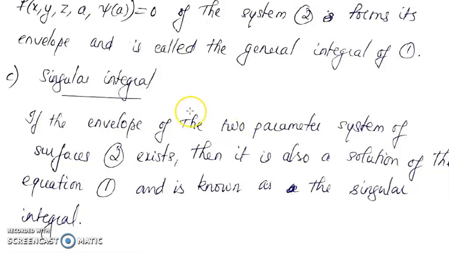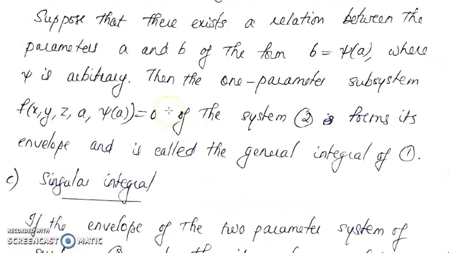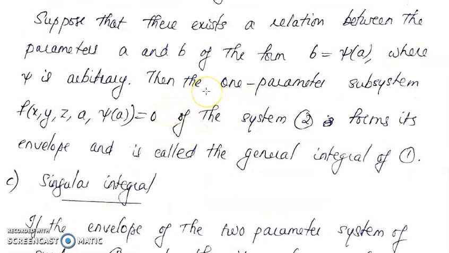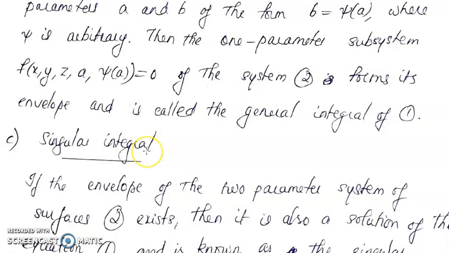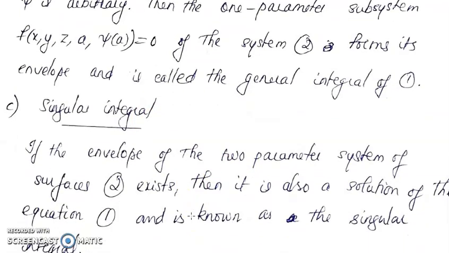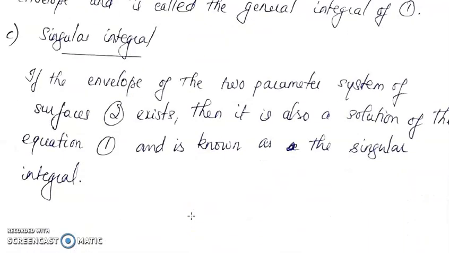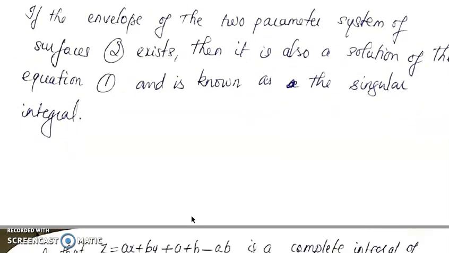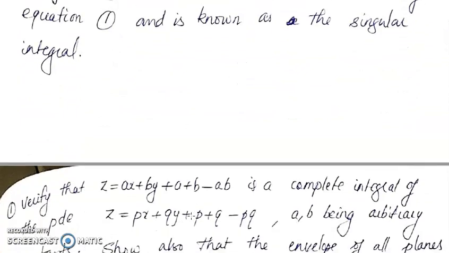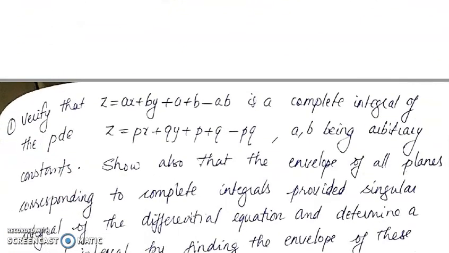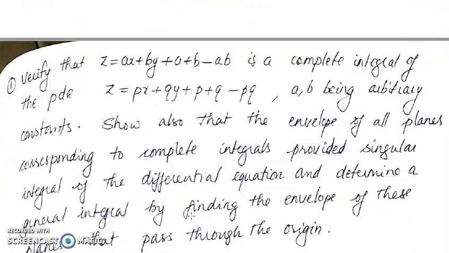So the envelope so formed will be called the singular integral. So the general integral is the one where you find a one parameter subsystem, and its envelope is the general integral. Then the singular integral is, from the two parameter system, find the envelope. That will be the singular integral. So we'll see an example of finding all the three integrals.